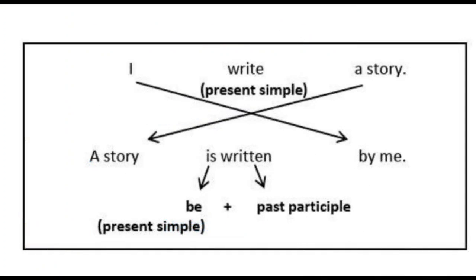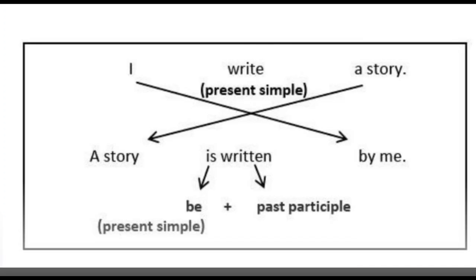Look at the picture. Here we are going to see the first tense, that is simple present. See the example sentence here. I write a story. So it is an active sentence. In passive, a story is written by me. I should be changed into me and a story should be brought as subject. So a story is written by me. That is the passive voice in simple present tense, children.